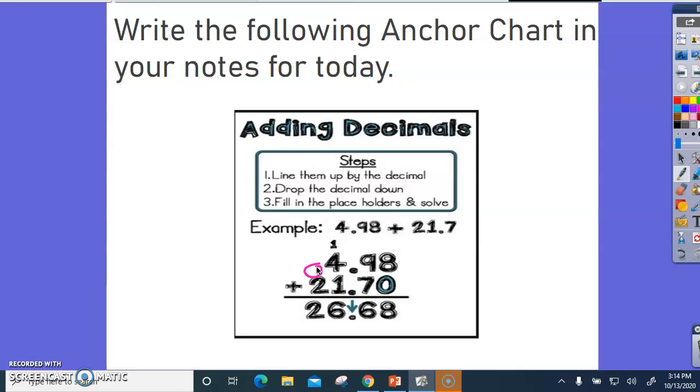Get this anchor chart written down. If you need to pause the video here, make sure you get the example written down. Write it vertically and horizontally. The horizontal way is how you'll most of the time see it explained, and then you have to put it vertically to be able to solve. So we're going to be following those steps and practicing some today.